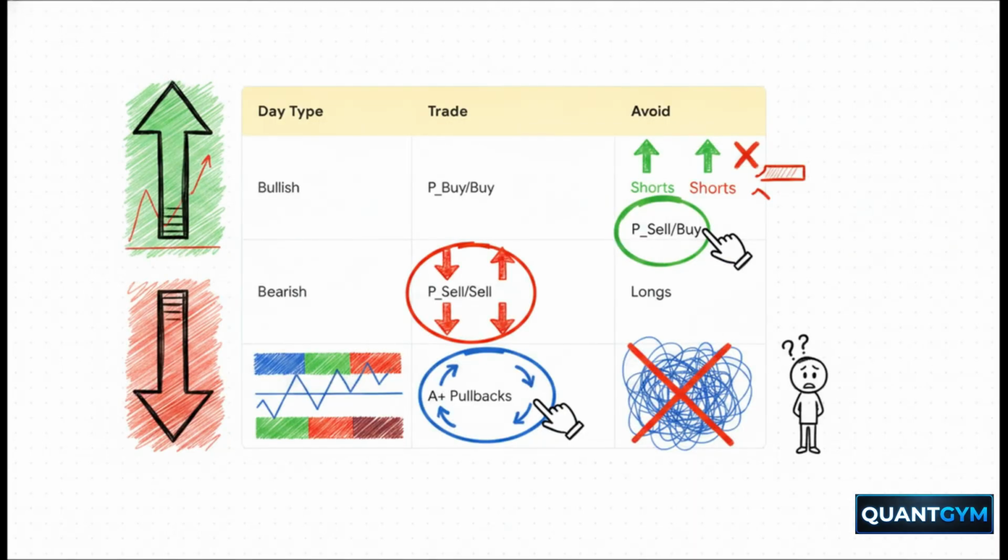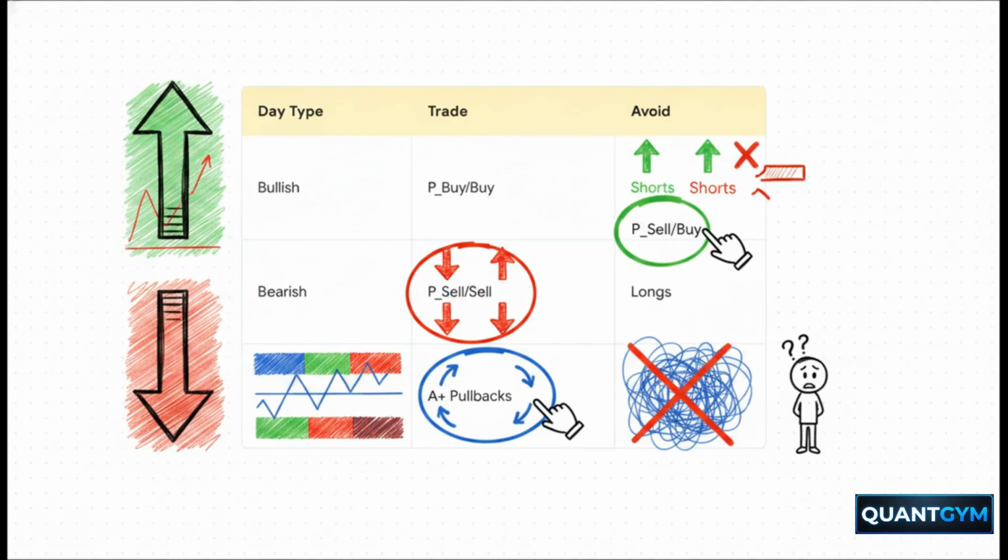This matrix right here is your daily compass. On a bullish day, where price is sitting above the mid-AVWAP and your background weather is green, you are strictly looking for P-sell on dips and buy on continuation. You just ignore the short signals completely unless major resistance breaks the structure. On a bearish day, it's the exact inverse. You hunt for P-sell on bounces.